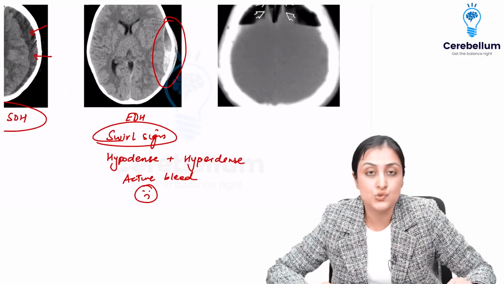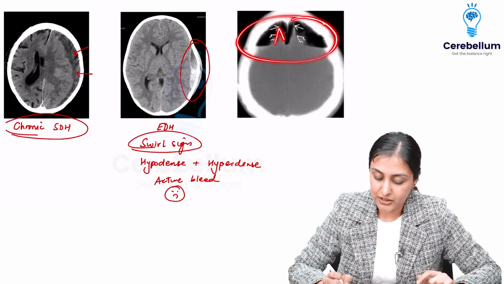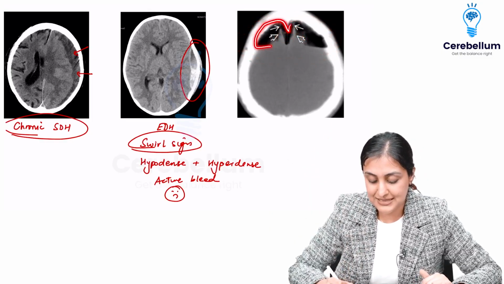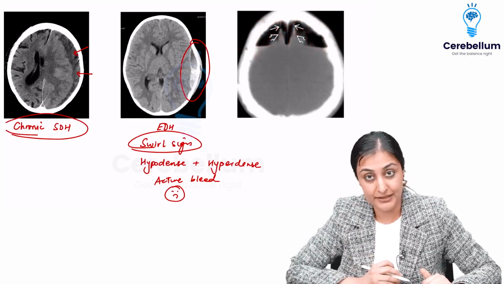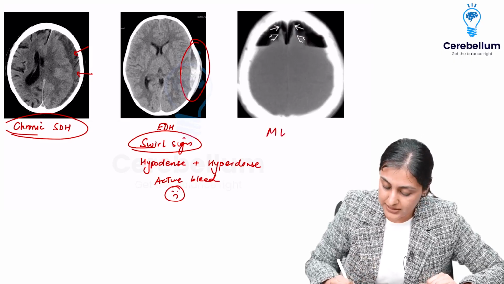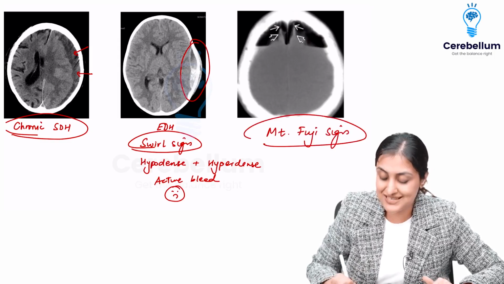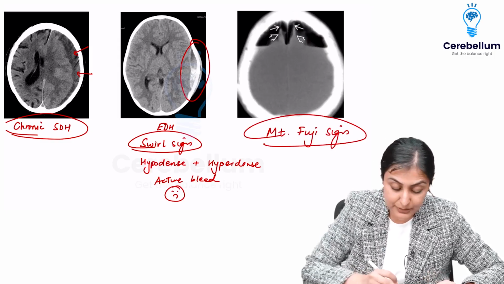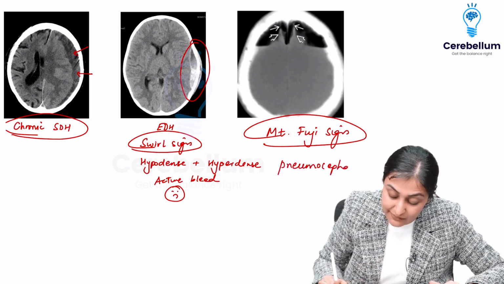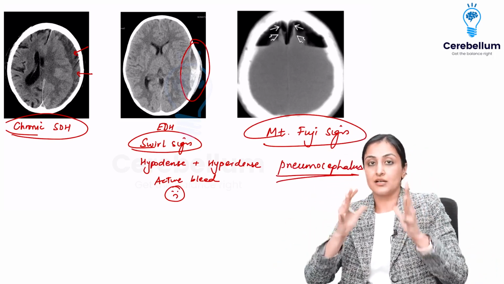So this is the swirl sign. What you can see here is that the frontal lobes are peaking, right? First of all, you can see there is black air in the brain and the frontal lobes are peaking like a mountain. This is the Mount Fuji sign. This Mount Fuji sign indicates air within the brain, and this is pneumocephalus. So not air within the brain, but air within the intracranial system.